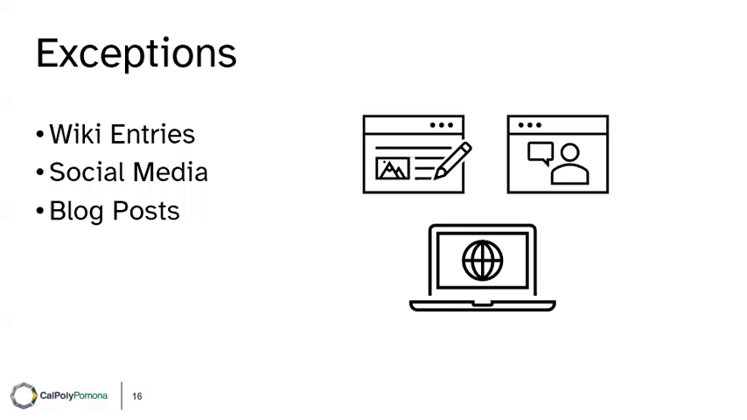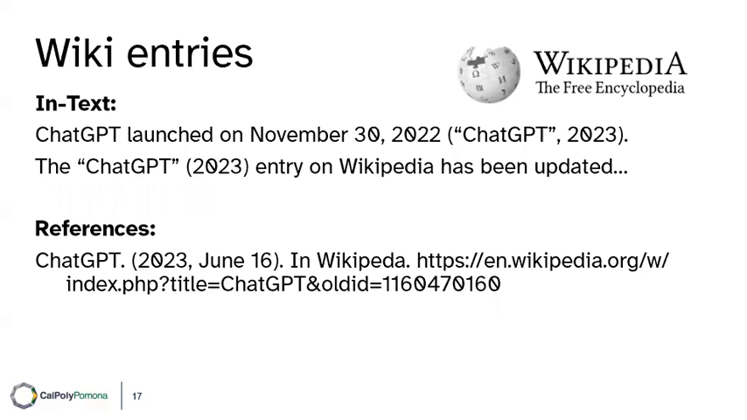Now let's look at some exceptions that do not follow the usual format: Wiki entries, social media, and blog posts. In this example, we're citing a Wikipedia entry. Because wikis can be edited by multiple anonymous authors, we do not cite the author in text. Instead, we cite the entry title along with the year last updated.